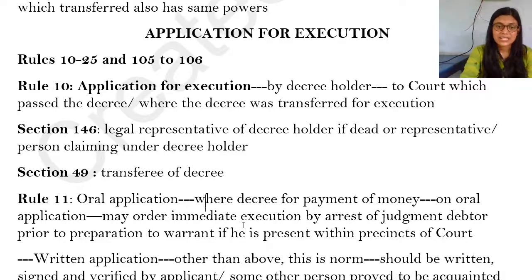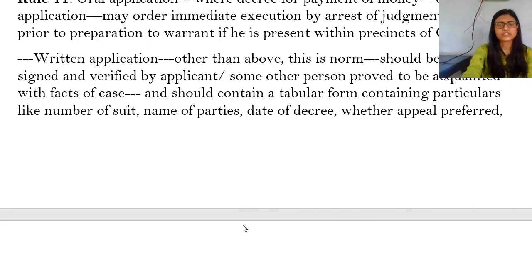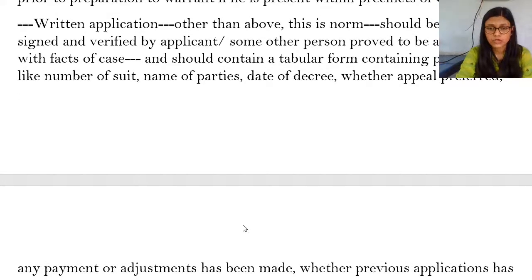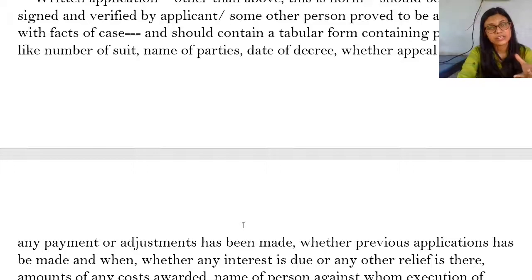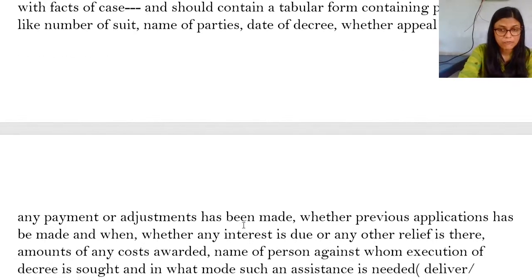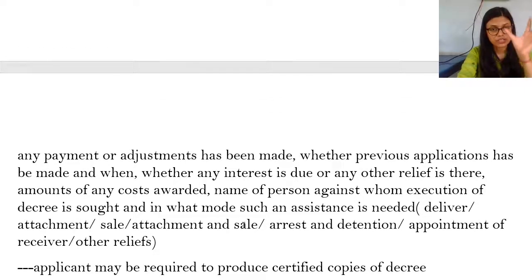It will also contain a tabular form which will contain the particulars: number of suit, name of parties, date of the decree, whether an appeal was preferred or not, adjustments that have been made, if any previous application was made, whether it was rejected, any interest due, or any other relief or amount of cost, who is the person against whom you are asking for execution, what kind of assistance you want, whether you want delivery of property, attachment, sale, attachment and sale, arrest or detention, employment of a receiver, or any other relief. You have to state all of that in a tabular form.